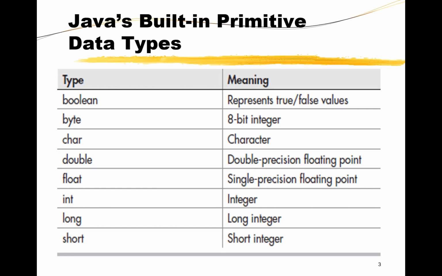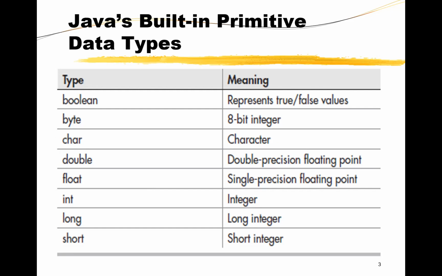And then we have double. Double means double precision floating points, in order to have large decimal numbers. Float is single precision floating points. And integer is for integers, which is 4 bytes. Short is for short integers, and long is for long integers, which is 8 bytes.